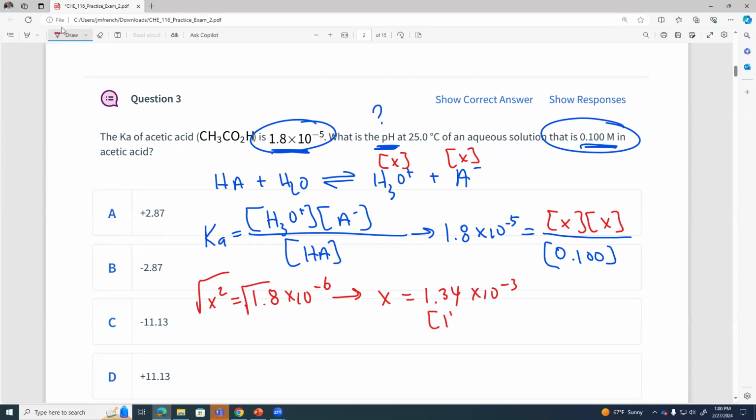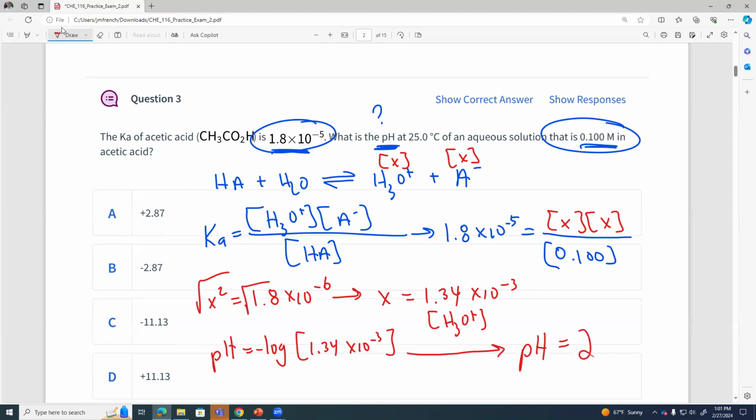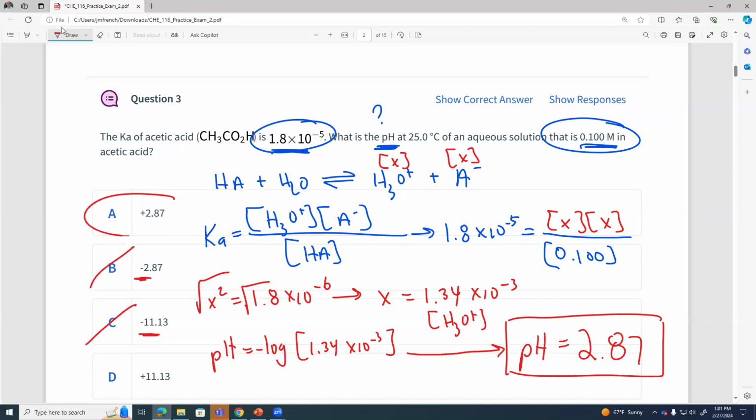X is our hydronium concentration, right? So we can get the pH of that. pH is negative log of our hydronium. So pH is negative log of 1.34 times 10 to the minus 3. So I get a pH of like 2.87 for this. We can't get negative pHs, right? That doesn't exist, so we can just cancel those out, right?